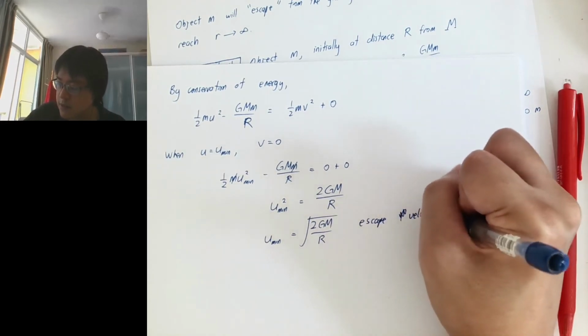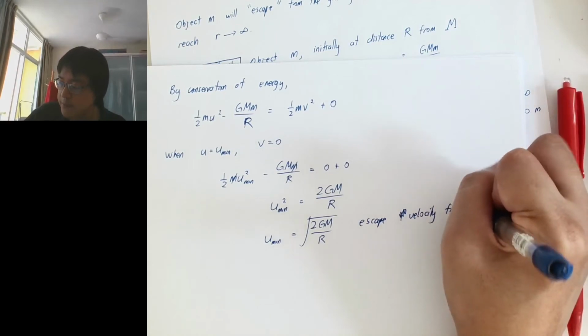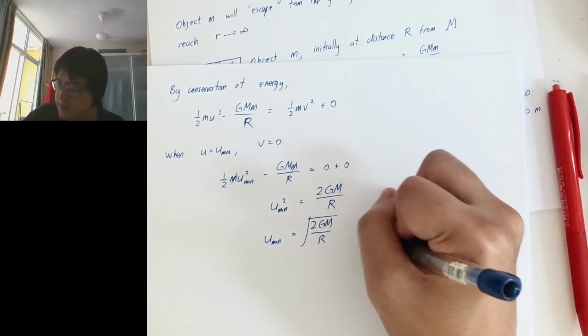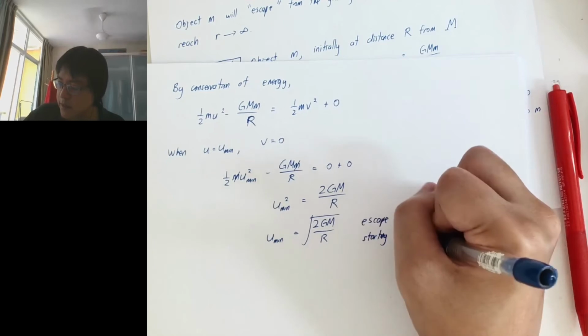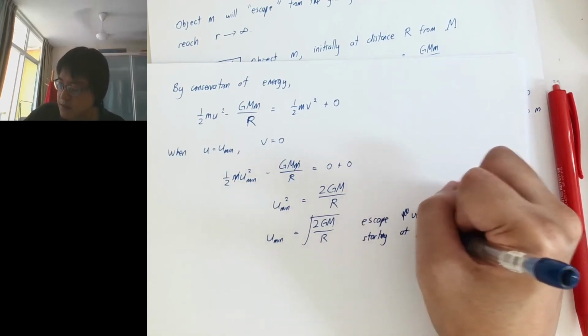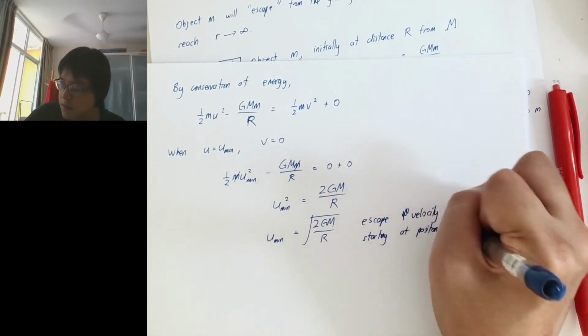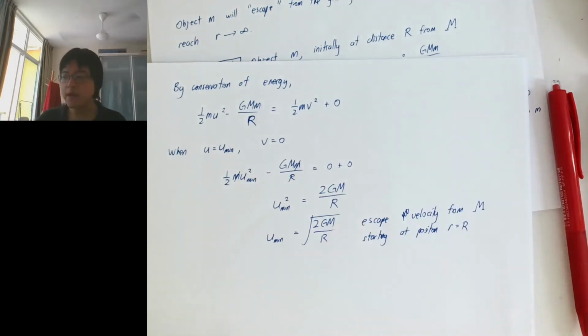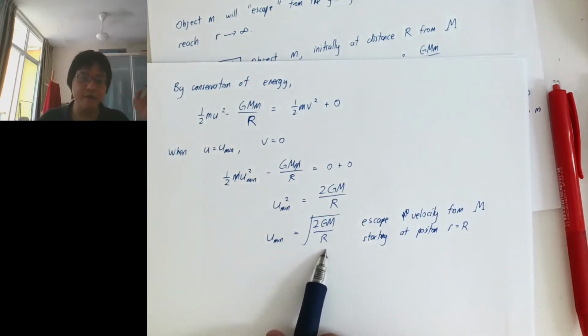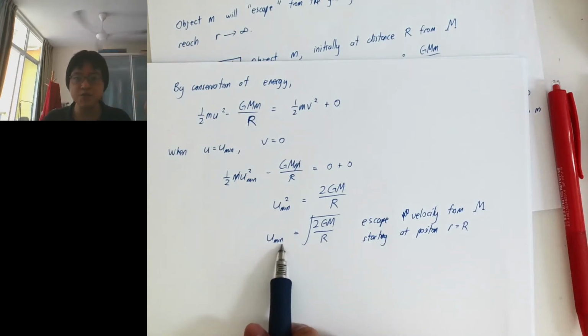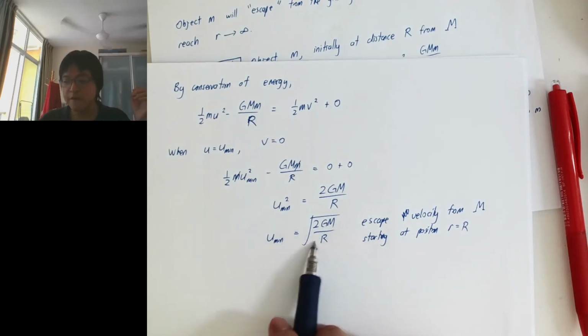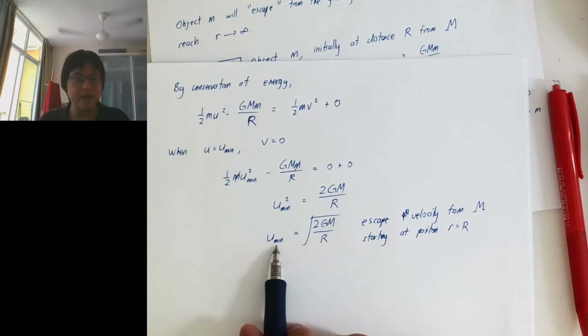Escape velocity from the planet M starting at position R. Notice that if you are initially very close to the planet, you need a higher speed to escape. If you are initially very far away from the planet, then you need relatively less velocity to escape.